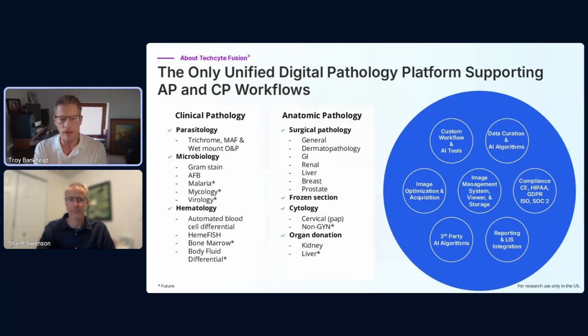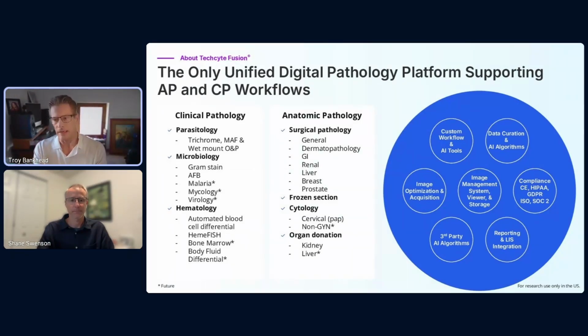On the clinical pathology side, you can see that there's a whole list of algorithms and workflows that exist today and that are being developed. And the same holds for anatomic pathology. And it's important to note that while AI is at the core of what we do, it's far from the total value add that as a company we bring.